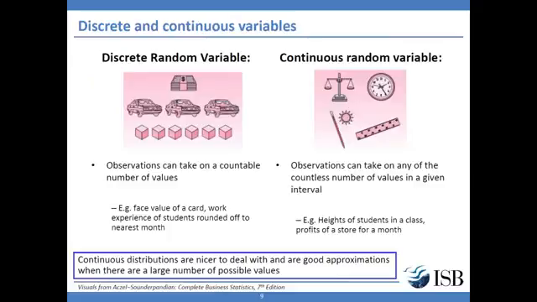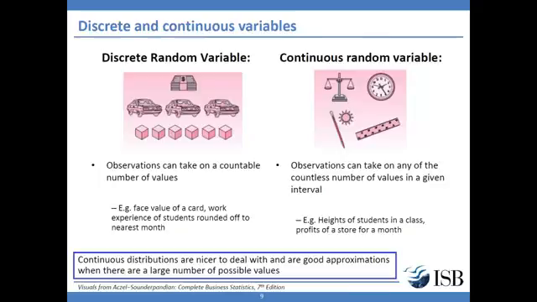There are two types of random variables, discrete and continuous. A discrete random variable is such that the observations or possible outcomes of this variable can take on a countable number of values. For example, the face value of a randomly chosen card from a well-shuffled deck of cards. This value can only be 1, 2, 3, 4 or so on up to 13. Another example can be the work experience of the PGP class of 2015 rounded to the nearest month. Although too many, these values will also be countable and we can measure each of them.